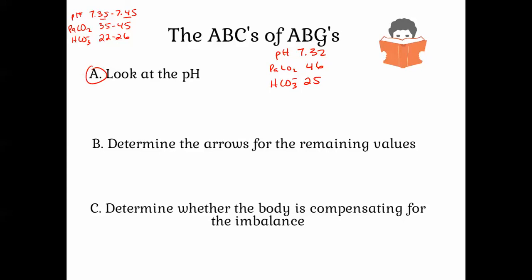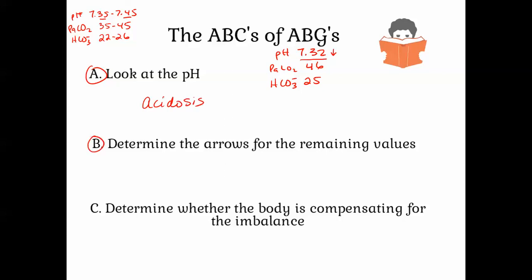Step 1, look at the pH to determine what type of imbalance we're looking at. We know that the pH in this scenario is 7.32, which is decreased from normal. We know that this is a case of acidosis.